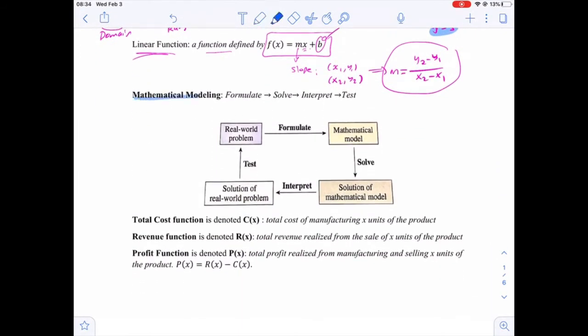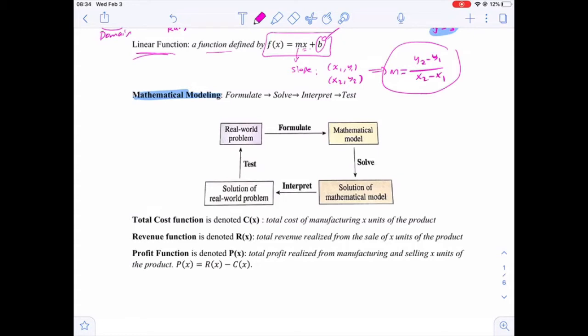Now, mathematical modeling. By mathematical modeling, we mean that we have a word problem or real world problem, and we formulate it as an equation, or sometimes more than one equation, and then we solve it, interpret it and test it. This is the whole process. This includes modeling and solving the model. So modeling means to convert the real world problem to equations, or equations and conditions.